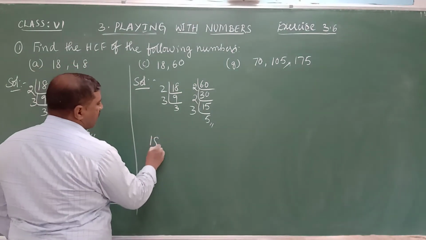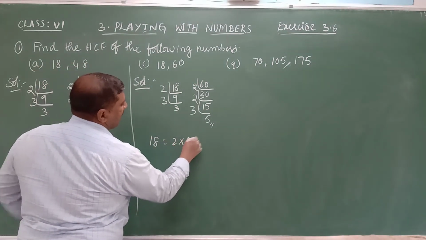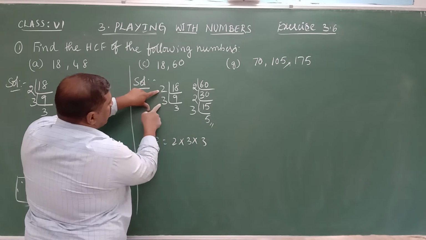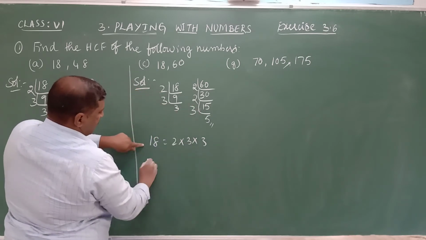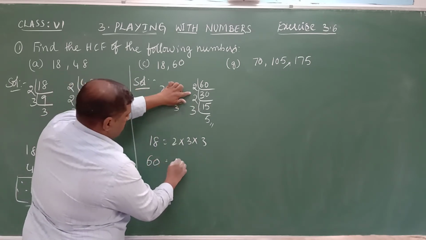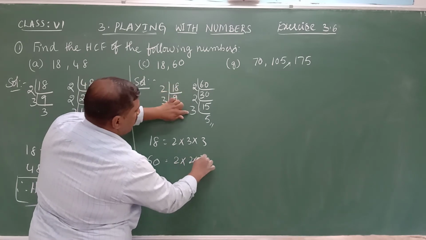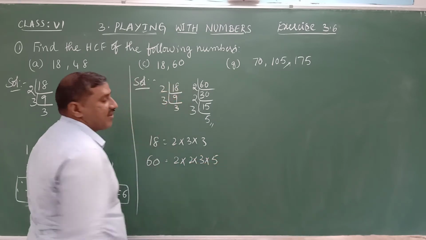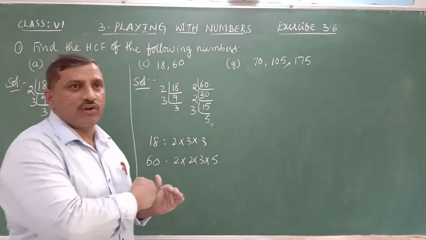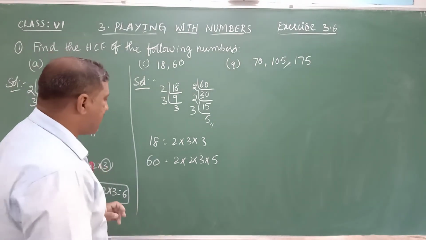Now 18 is equal to 2 into 3 into 3. And 60 is equal to 2 into 2 into 3 into 5. So we did the first step, that is, we note all the prime factors of the given numbers.